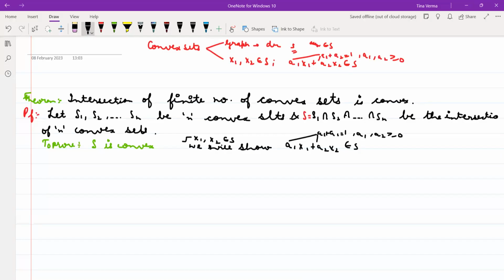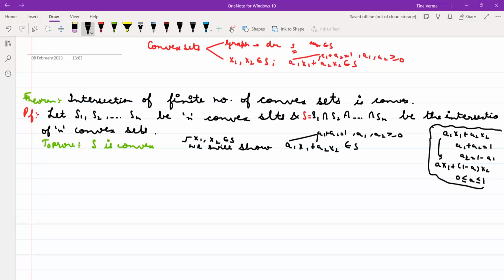Some books write the CLC like this: a1 x1 plus a2 x2, because you take the sum a1 plus a2 equal to 1, and then a2 becomes 1 minus a1. So some books write it as a x1 plus (1 minus a) x2. With the condition a1, a2 greater than or equal to 0, it gives you that a should lie between 0 and 1. These are the different ways some books write the CLC of two points. So in this way we will start.